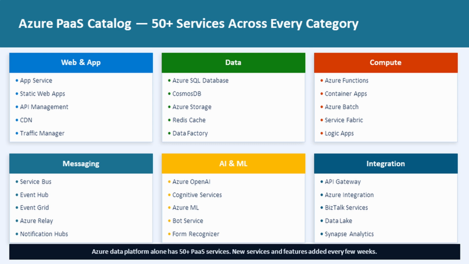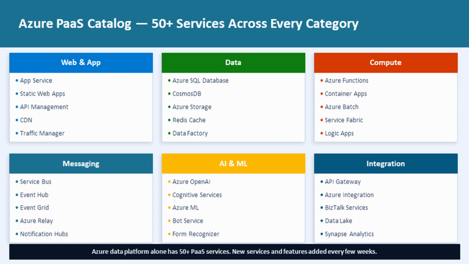The data category is rich. Azure SQL Database, Cosmos DB for globally distributed NoSQL, Azure Storage, Redis Cache for in-memory caching, and Data Factory for data pipelines. Compute includes serverless options like Azure Functions, Container Apps for microservices, Azure Batch for large-scale parallel processing, and Logic Apps for workflow automation. Messaging services include Service Bus for enterprise messaging, Event Hub for high-throughput event streaming, Event Grid for reactive architectures, and Notification Hubs for push notifications.